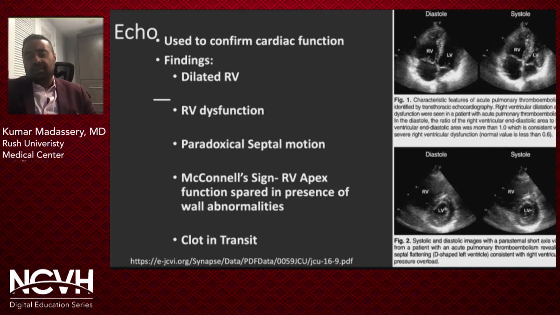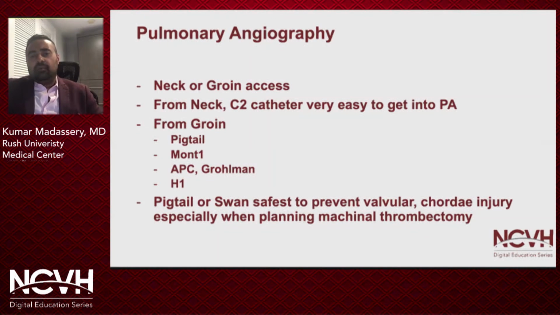Whenever we see clot in transit, we immediately make sure we have our CT surgical colleagues on board for possible surgical embolectomy, as these can be very dangerous to the patient. Moving on now, once we decide that the patient is appropriate for imaging from an interventional standpoint, or the other modalities have not been helpful and you still need to confirm it this way, we go on to pulmonary angiography.